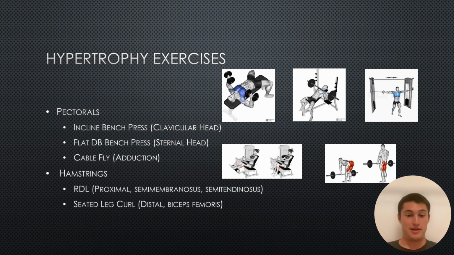And then hamstrings, obviously it's going to be hip extension and then knee flexion. So having one exercise for hip extension, like a Romanian deadlift, where you're working more of the proximal part of the hamstring, more of the semimembranosus and the semitendinosus, as opposed to a seated leg curl. It's going to be more distal down towards the knee and going to be working more of the biceps femoris.